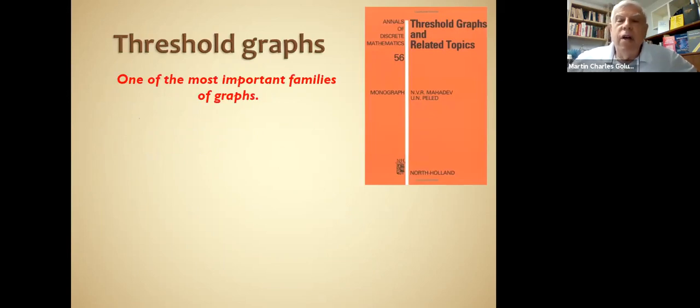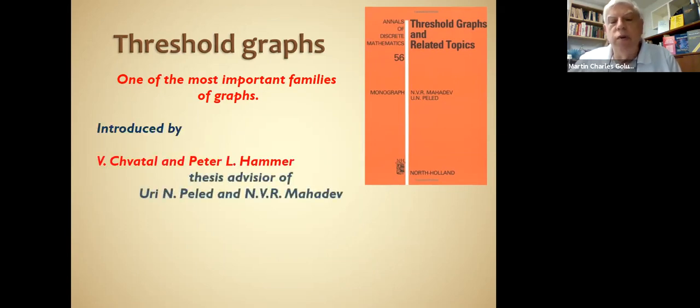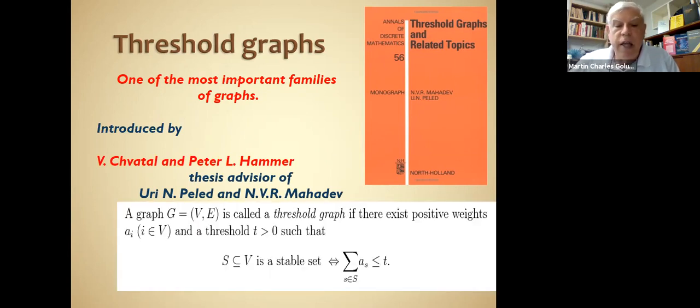So we've talked about the interval sandwich problem, and I'd like to talk about threshold sandwich. Threshold graphs, as most of you know, are a very important family of graphs. They were introduced by Chvátal and Hammer. Two of Peter's students, Uri Peled and N.V.R. Mahadev, wrote the book on threshold graphs and related topics.